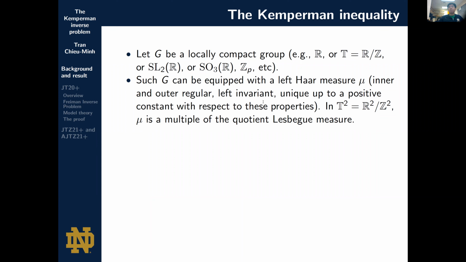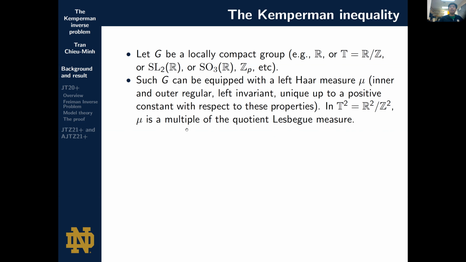Such a locally compact group can be equipped with a left Haar measure. The most important property is that the measure of the set X is always equal to the measure of the left translation of X. So for instance, if you're looking at T squared, for this left Haar measure you can choose T squared as R squared quotient by Z squared.